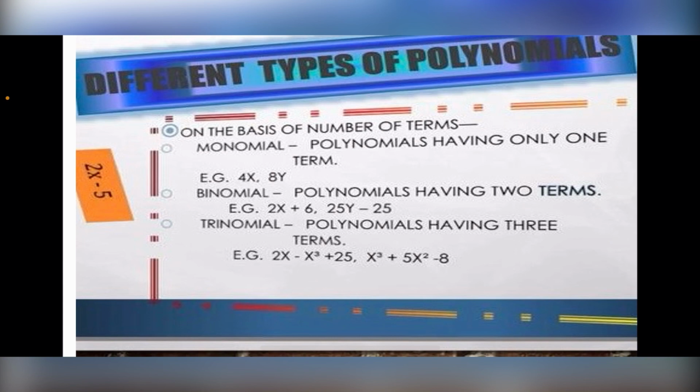Now there are different types of polynomial. We have learned this basic from the lower class itself. A polynomial having only one term is called a monomial. Example, 4x. And a polynomial having two terms is called a binomial. The example is 2x plus 6, which is seen on the screen. The third type is a polynomial with three terms, that is a trinomial: 2x minus x cubed plus 25.